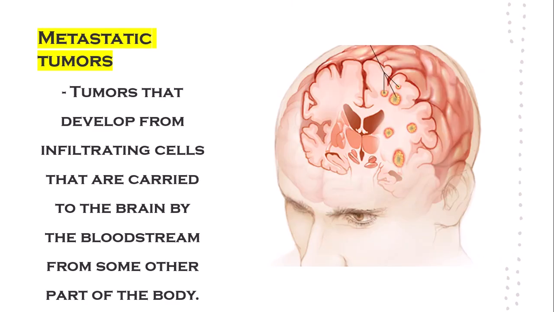And lastly, the metastatic tumors. These are tumors that develop from infiltrating cells that are carried to the brain by the bloodstream from some other part of the body. Brain metastases occur when cancer cells spread from their original site to the brain. Of course, any cancer can spread to the brain, but the types most likely to cause brain metastasis are lung, breast, colon, kidney, and melanoma.